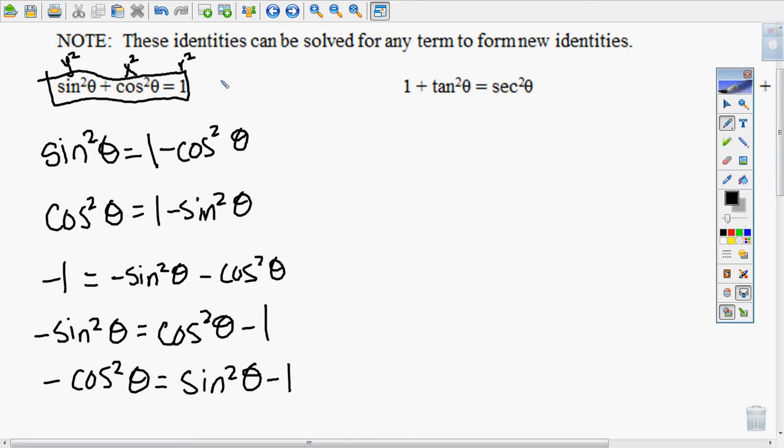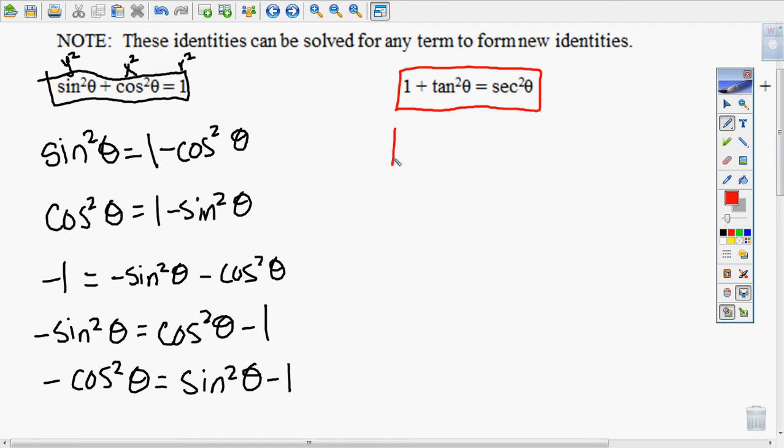So it's telling you that you can solve for any term to form new identities. So this one identity created 5 new ones. It birthed them. That's why I said it's the parent. It birthed these 5 new identities. Okay? So the same thing can take place here with 1 plus tan squared.